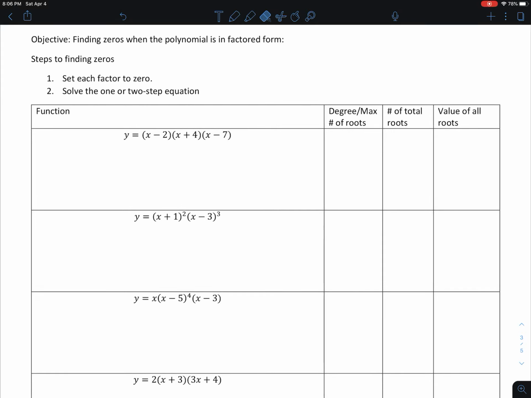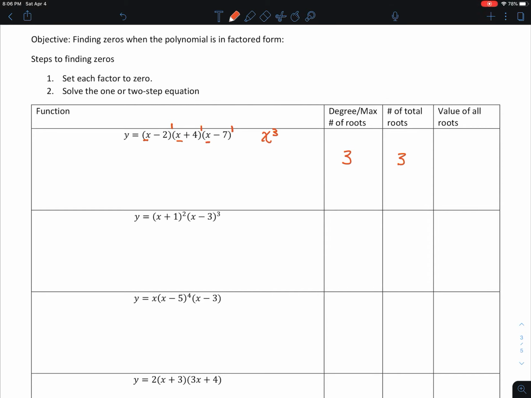So if we look at this and we want to determine the degree and the maximum number of roots, what we have to do is look at the fact that each of these linear factors is to the degree 1. And so if I were to multiply this out, I would get x times x times x. So the highest degree would be x cubed. So the degree of this is 3, which means the maximum total number of roots is 3. And the actual total number of roots we're going to find.